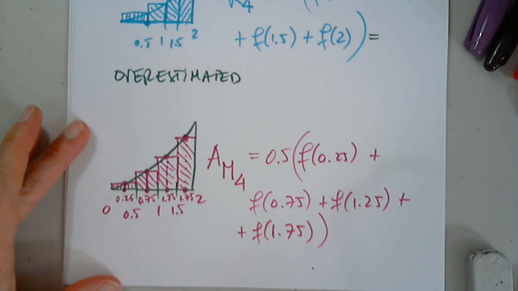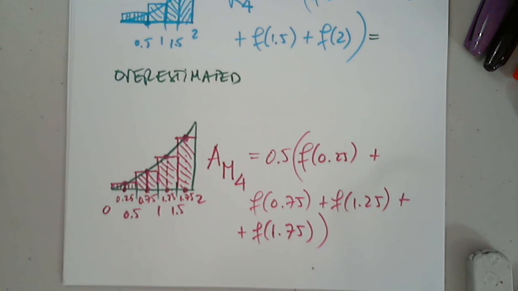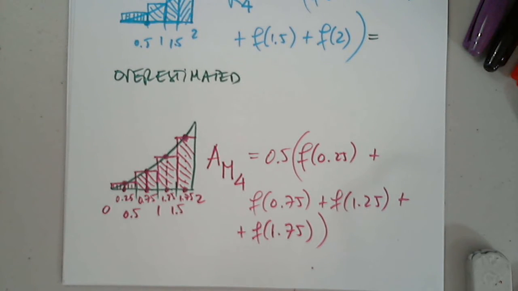Question. Which of these three do you think is the closest to the true area under the graph? The first, the second, or the midpoint? Midpoint. The midpoint is the best.